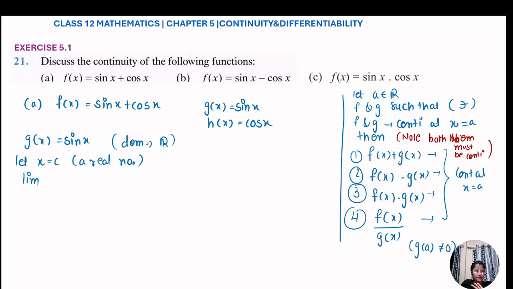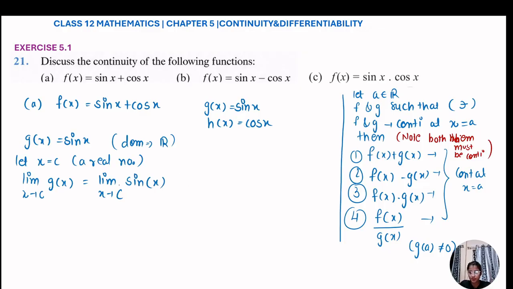As you can see, we know that the domain is the whole of R. So g is defined for any arbitrary c in the domain, so g is defined at x equals c. Now we are going to find the limit of g(x) as x tends to c. This will be nothing but the limit of sin x as x tends to c.